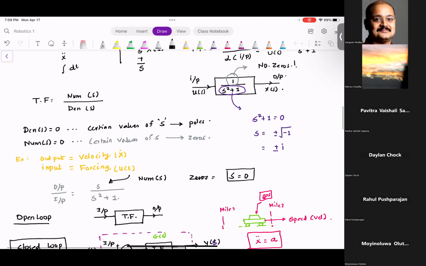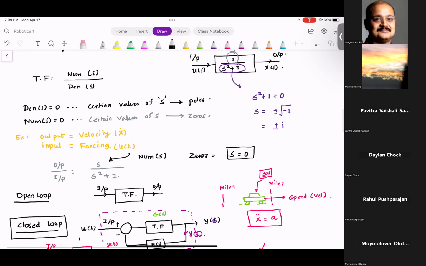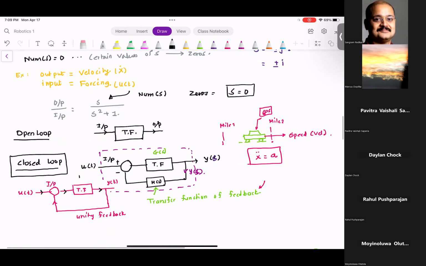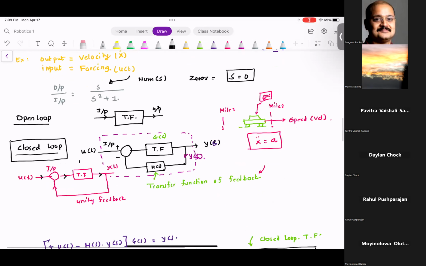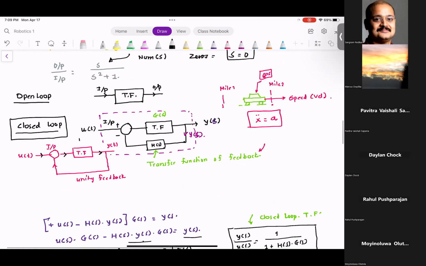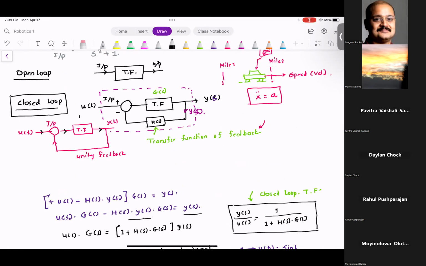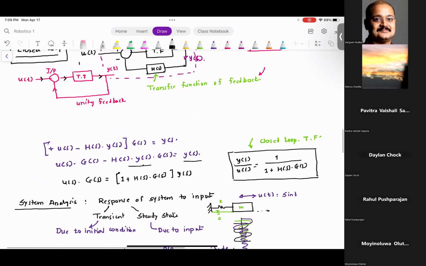Then we looked at the closed loop transfer function. You have the transfer function of the plant, which is given as g of s. You have an input u of s, and you have an output y of s. Once you perform the math that is shown over here, you get something called the closed loop transfer function, as shown on the right hand side.